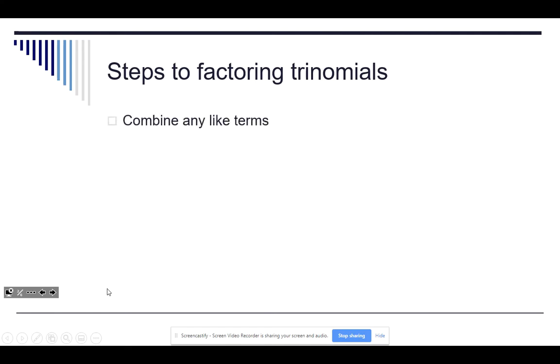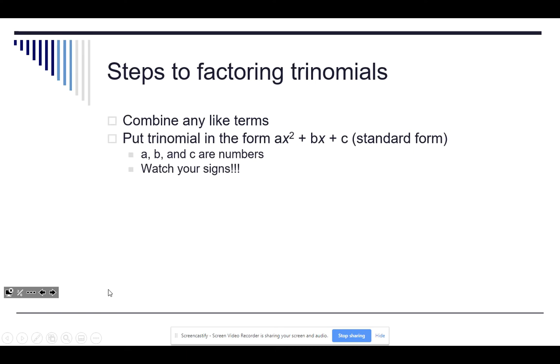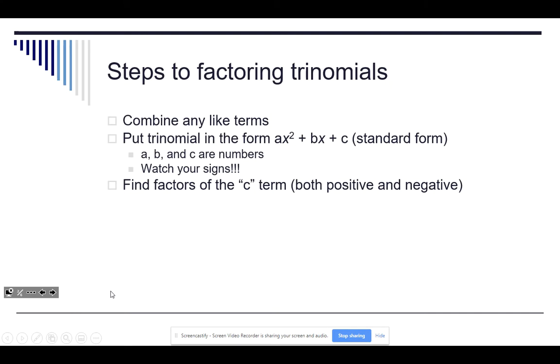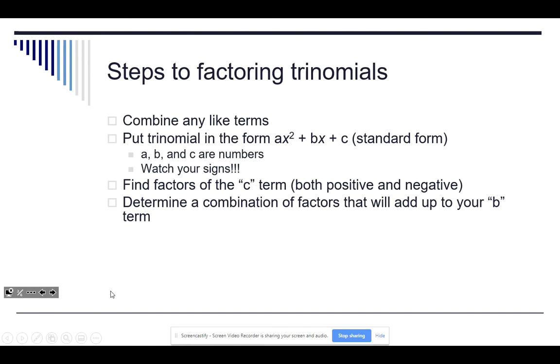First of all, you want to combine any like terms that you see. Next, put the trinomial in the form ax squared plus bx plus c. This is standard form. Please recognize that a, b, and c are numbers, and please watch your signs. Next, find factors of your c term. Make sure to include both positive and negative integral factors. Pick a combination of factors that add up to your b term.